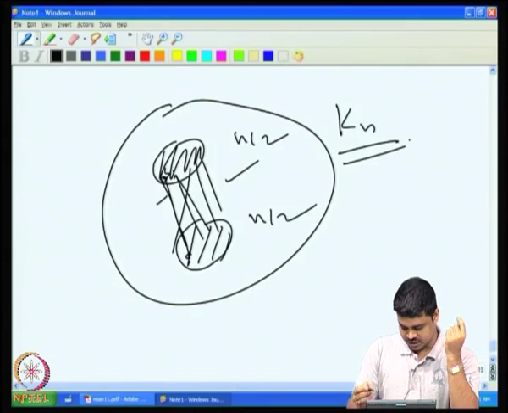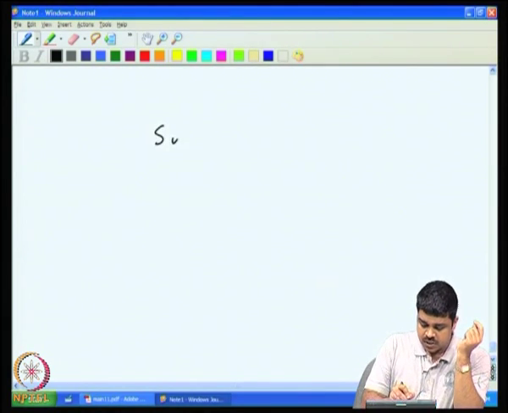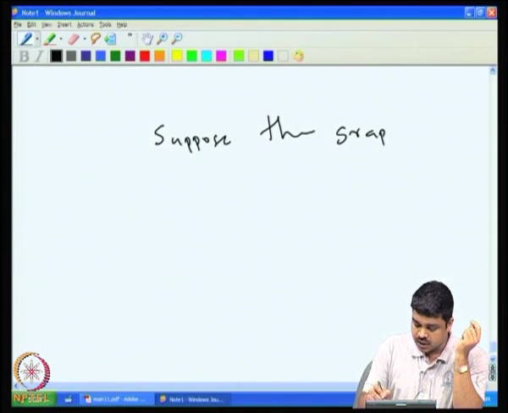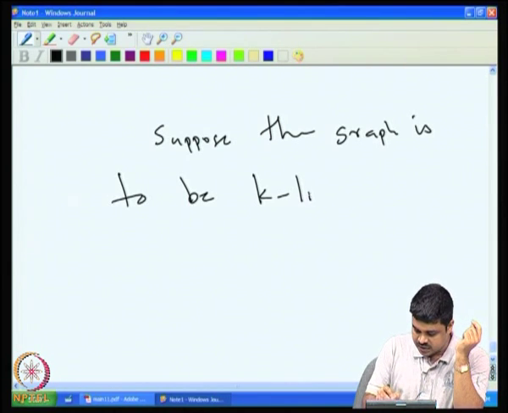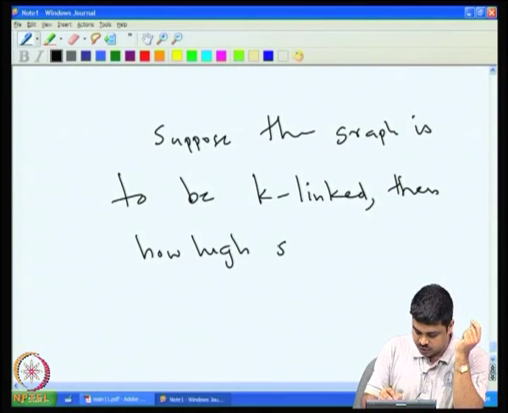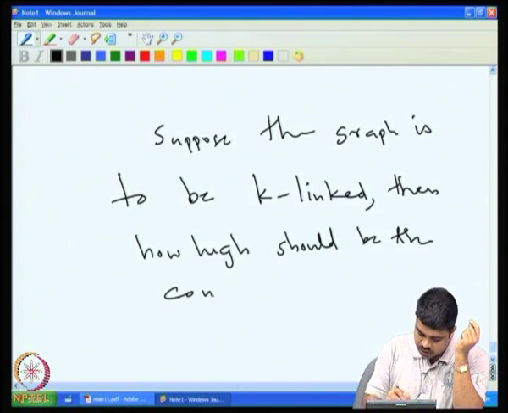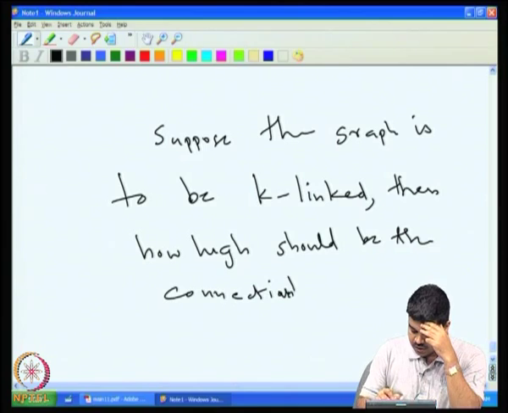So, they are n by 2 linked. But on the other hand, the relevant question is, suppose the graph is to be k-linked, then how high should the connectivity be to ensure this? How should I keep the connectivity to guarantee this?